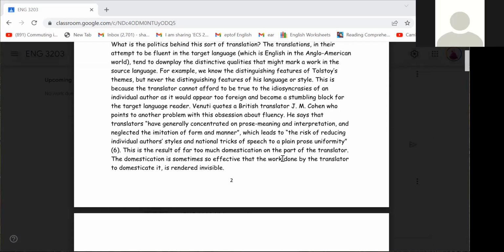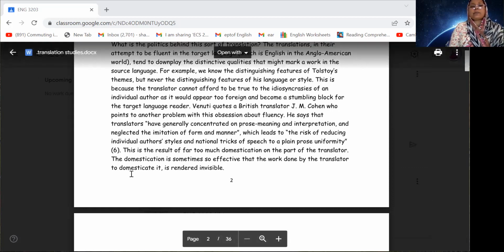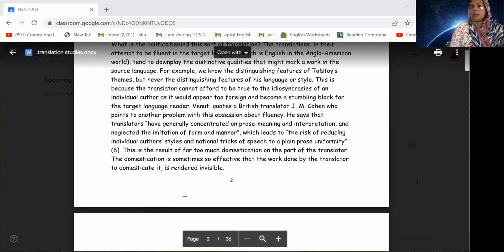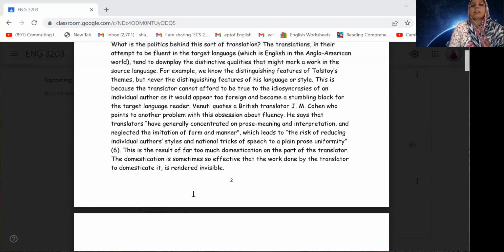রিডারের কাছাকাছি যায়, তার লেভেলের কাছাকাছি যায়। Domestication is sometimes so effective that the work done by the translator to domesticate it is rendered invisible. এবং domestication করার সময় এমন হয়ে যায় the author become transparent whereas the translator becomes invisible. এটাই তো role of a translator is become hidden or invisible. এটাই তো শুরু হয়েছিল, তাই না? So that is done in Tolstoy's writing, and he did it perfectly.